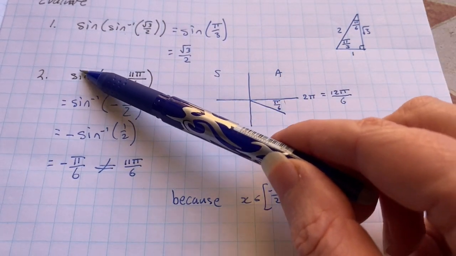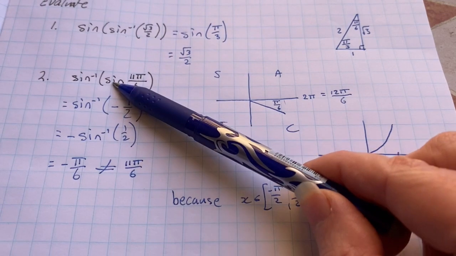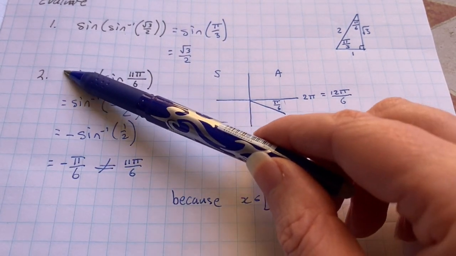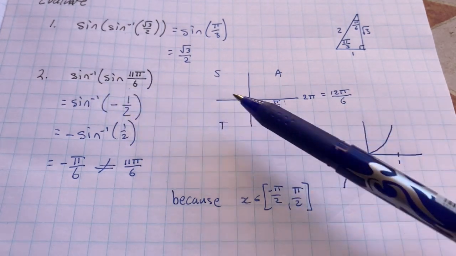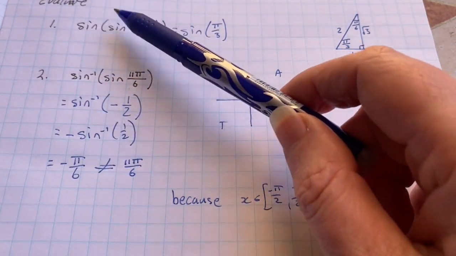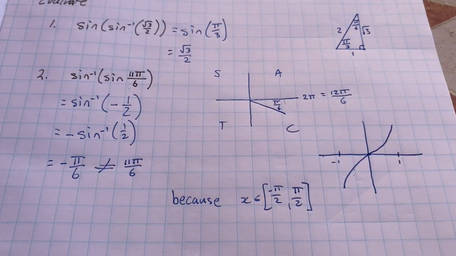But if the sine inverse is on the outside and we're finding the sine first, that's when we're going to have issues. That's when it's not always necessarily going to be the case that the sine and the sine inverse cancel each other out. So it depends which function is on the inside of the brackets.